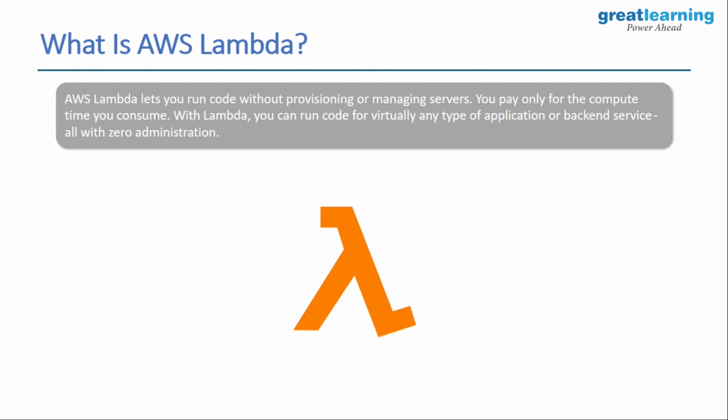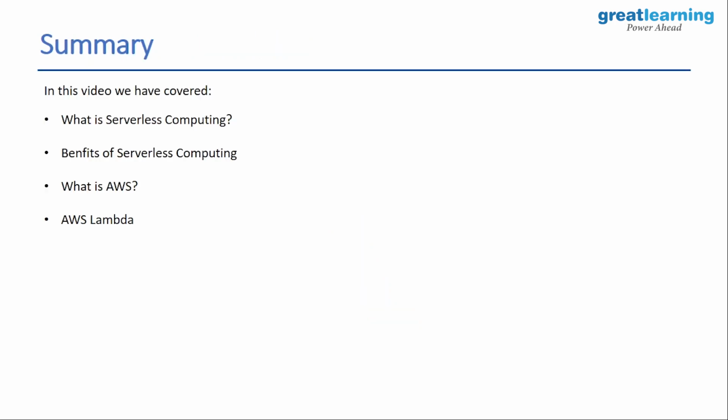So there you go. This is how AWS Lambda works for you. We've gone ahead and done quite a few things. This brings us to the end of this video on serverless computing. In this video, we've understood what serverless computing is. We've talked about some of the benefits of using serverless computing. Then we took a look at a popular cloud vendor, Amazon Web Services, also known as AWS. Then we talked about a popular AWS service that supports serverless computing, that is Amazon Lambda or AWS Lambda.